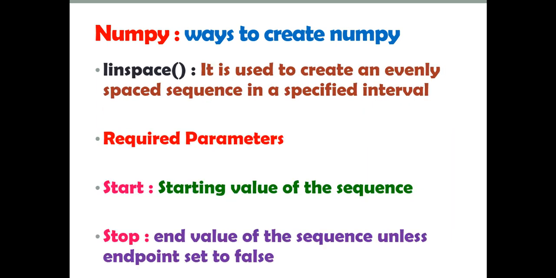It is used to create an evenly spaced sequence in a specified interval. So these are the different required parameters for linspace. The first one is start, the starting of the sequence. Next is stop, the end value of the sequence unless endpoint is set to false.